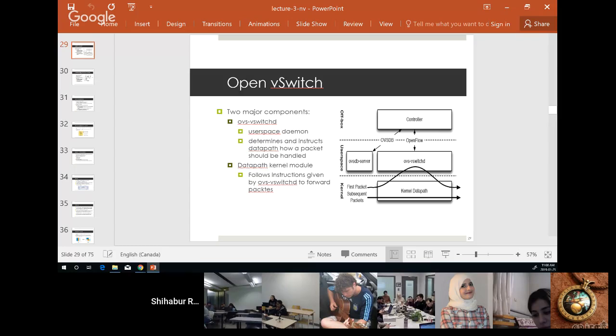Let me explain again what happened. For example, a new packet, never seen before, arrives in the kernel from the NIC. Here the kernel doesn't know this packet and has not seen it before. So it goes up to the user space, because the forwarding rule is calculated and maintained in the user space by the OVS switch daemon. That makes a decision.